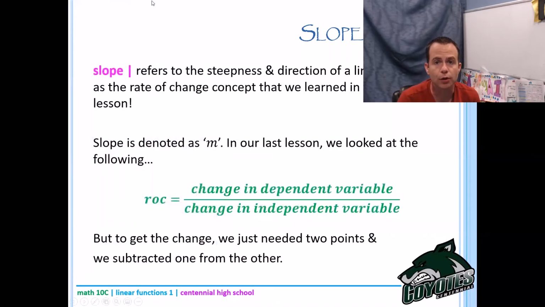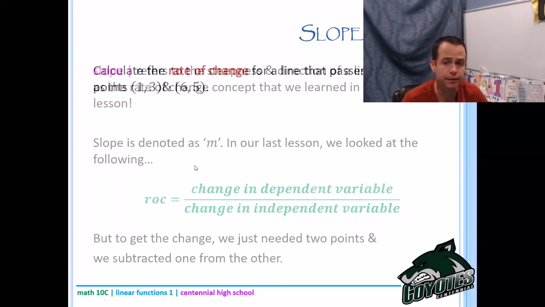All right, so slope. Slope refers to the steepness and direction of a line. It is the same as the rate of change concept that we learned in the previous lesson. Slope is denoted with an M. In our last lesson, we looked at the following: the rate of change, that's what ROC stands for there. The rate of change is the change in the dependent variable divided by the change in the independent variable, remembering that dependent was your y and independent was your x, okay? To get that change, though, you needed to find 2 points and subtract them from each other, right? So that's where the slope formula builds from here.